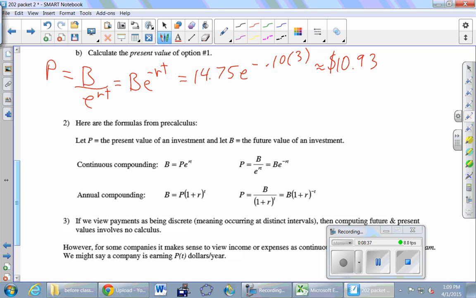Okay, so the first row are the two formulas that we just used: B equals P e to the RT, and then solve it for P in the other equation. We're not really going to use the bottom ones, but I've included them just so that they're here. If it's not continuous compounding, but annual compounding, do you guys remember this formula? P times 1 plus R to the T. So P and B still stand for present value and future value. This is just not continuous compounding. Okay, but now we'll start doing some calculus.